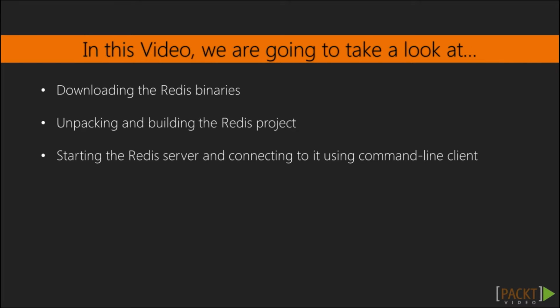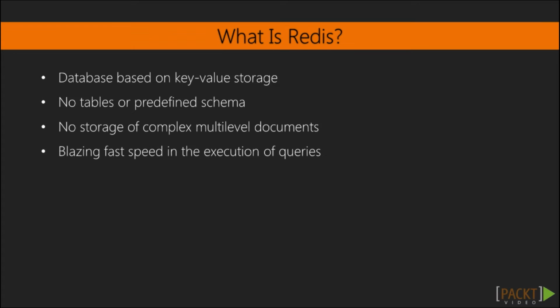So, let me start with a small introduction to Redis. Redis is a database based on key-value storage. It means that it does not have tables and a predefined scheme like the classical relational databases have, for example MySQL or PostgreSQL. At the same time, it does not allow us to store complex multi-level documents like the popular NoSQL database MongoDB does. Redis operates using keys and values, and this data type is usually called the hash table or dictionary in other programming languages.